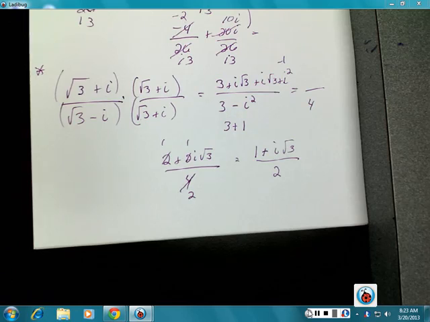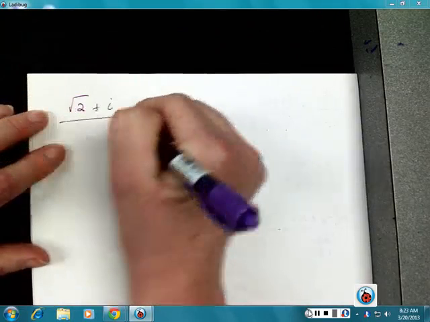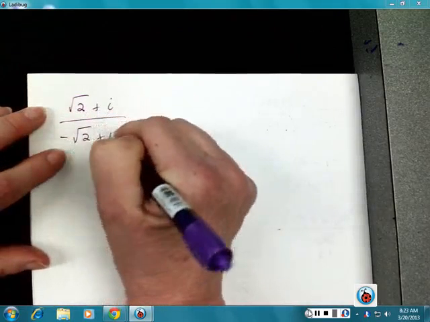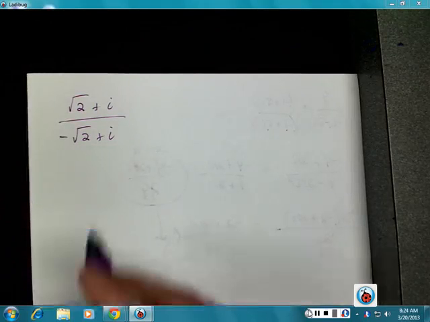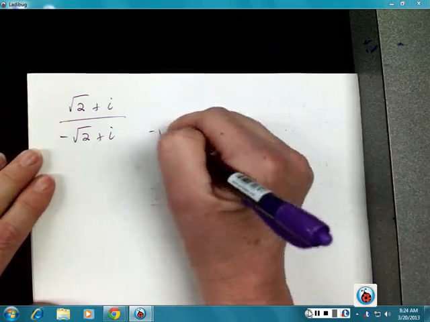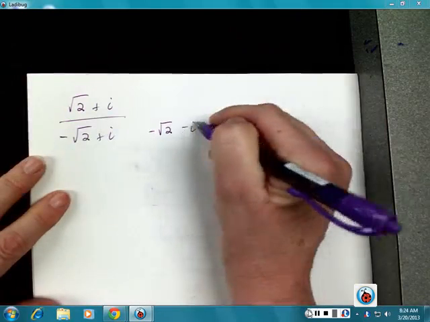All right, make sense? Hopefully. Okay, let's do another one of those so we get a good grasp of what we have happening with that. Square root of 2 plus i, all over negative square root of 2 plus i. So what happens to this thing? So what do I need for it? Conjugate, yep. So negative square root of 2, what's going to go next to it? Minus an i.